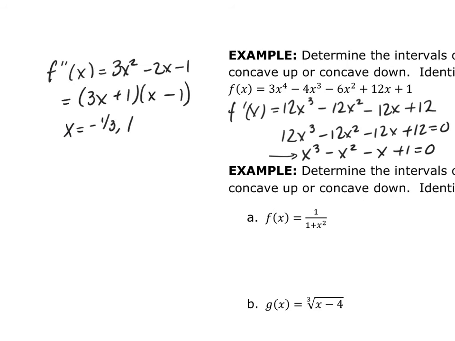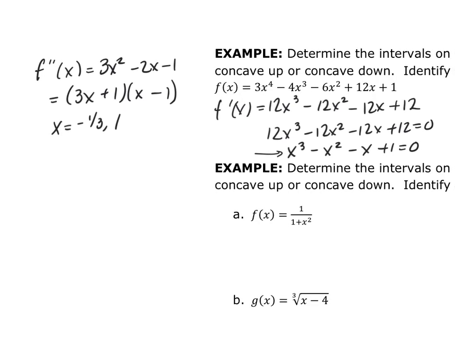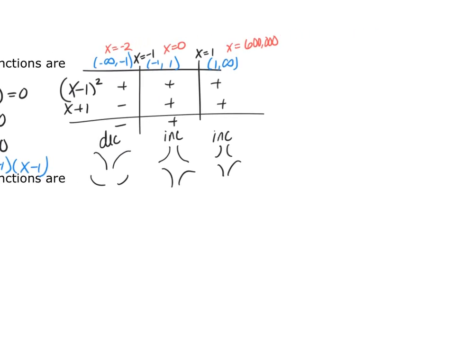All right. So now I'm going to go over to my sign graph. I'm going to put it right next to my other one, so negative 1/3 and 1. x equals negative 1/3 and x equals 1. And I had 3x plus 1, and then it was x minus 1, right? Okay, so I need something in this interval between negative infinity and negative 1/3.